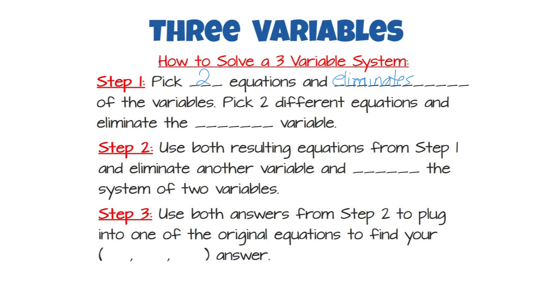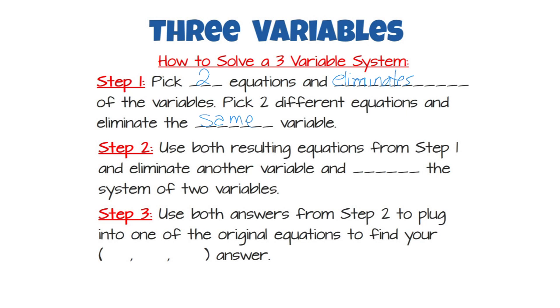Then you pick 2 different equations. So you have 3, so maybe you picked A and B equation, and now you might do A and C or B and C or something. Pick a different set, but you have to eliminate this same variable. So if you got rid of the Z, then you got to get rid of the Z the second time, which means you're going to end up with 2 equations that have only 2 variables left.